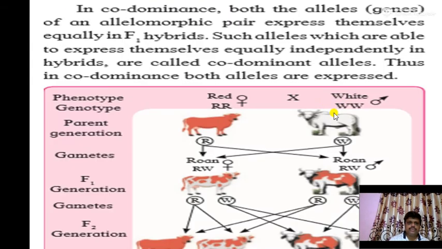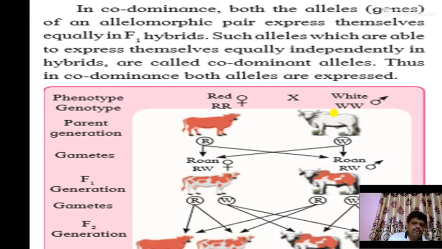Okay, codominance. So there are two types of coat colors found in the cattle, as I said earlier: red coat color and the white coat color. So roan is a mixture. F1 offspring will be the roan. So roan is a mixture of red and the white.